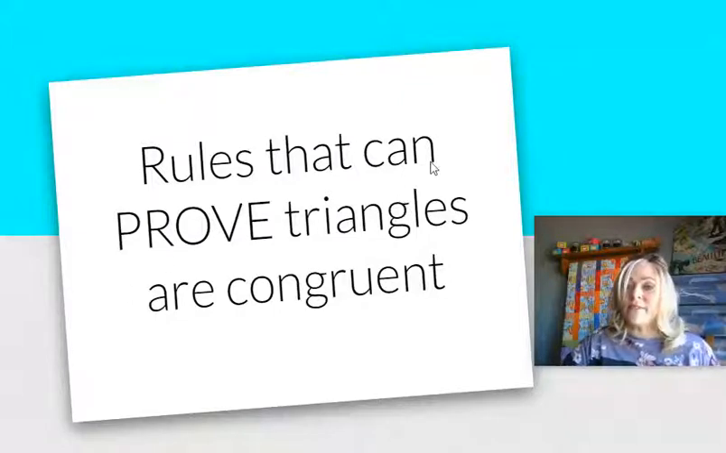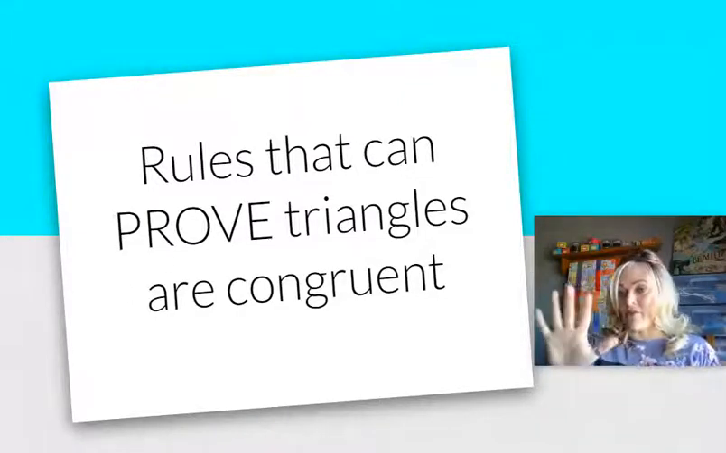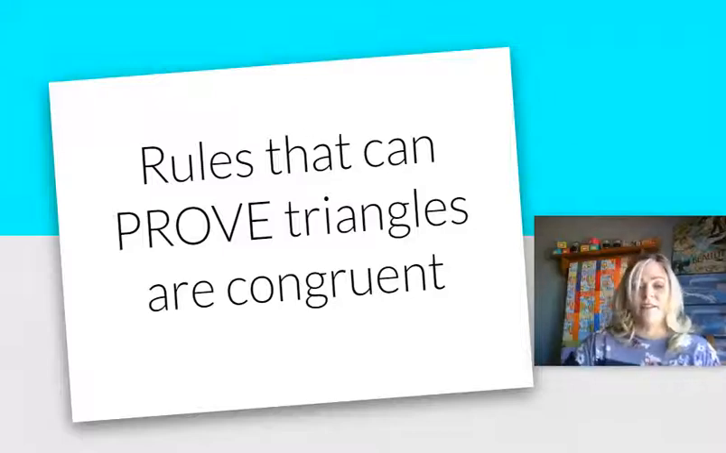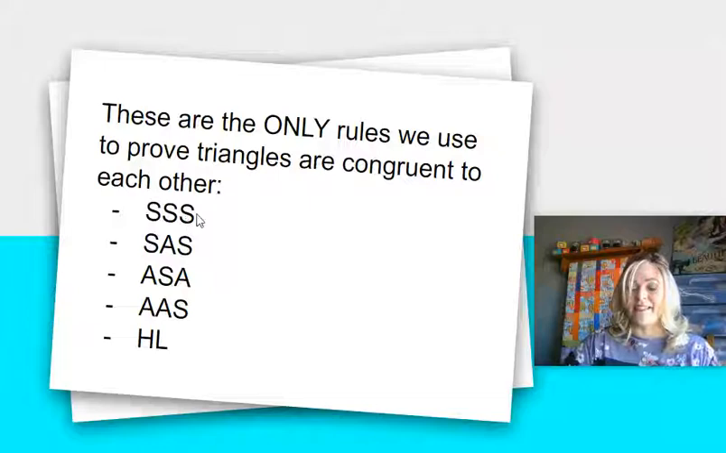So what rules can prove triangles are congruent? Remember, there are only 5. I just went over them. So let's list them. See if you can remember. Side, side, side; side, angle, side; angle, side, angle; angle, angle, side; and HL.